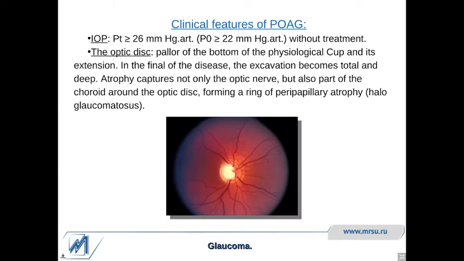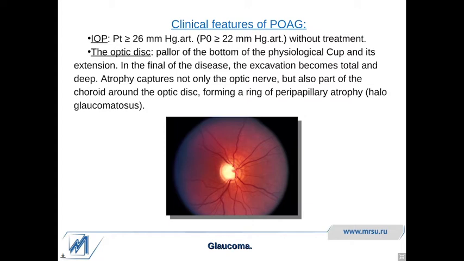Some clinical features of POAG. Intraocular pressure, the tonometric value, is more than 26 millimeters of mercury, and true intraocular pressure is more than 22 millimeters. Of course, we speak about the pressure without treatment, when we haven't started the treatment of the glaucoma.